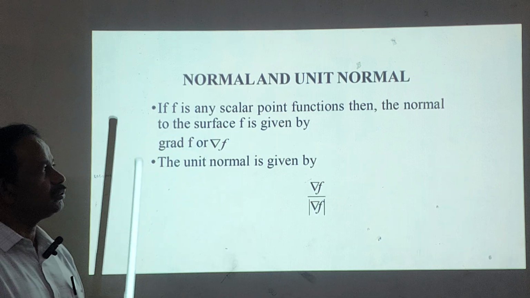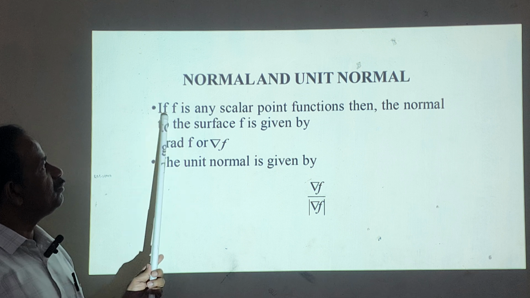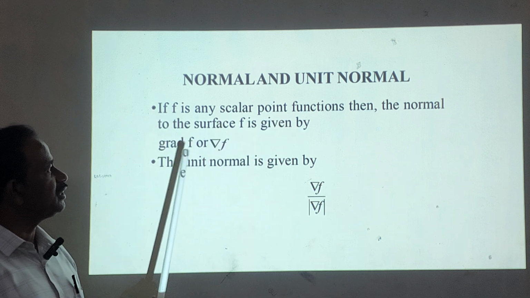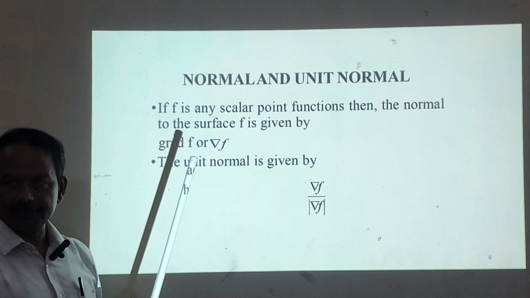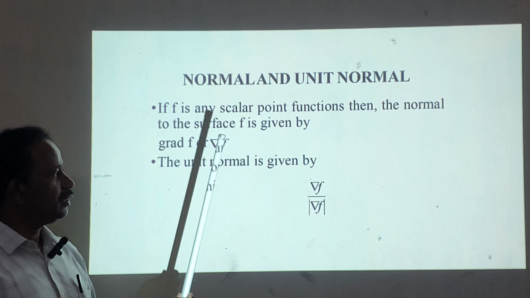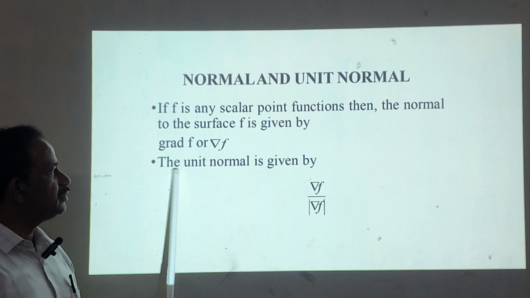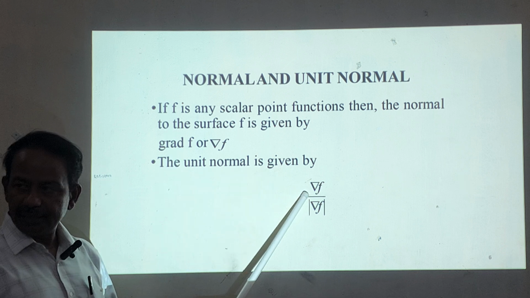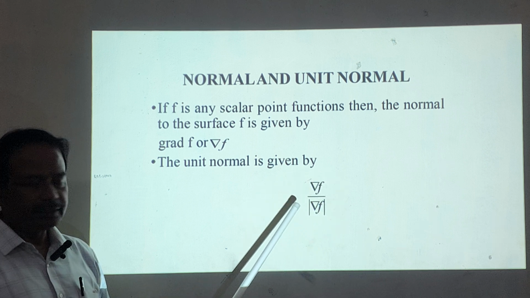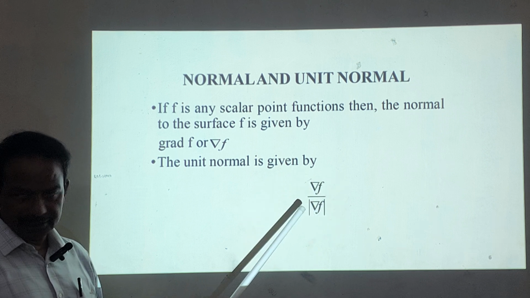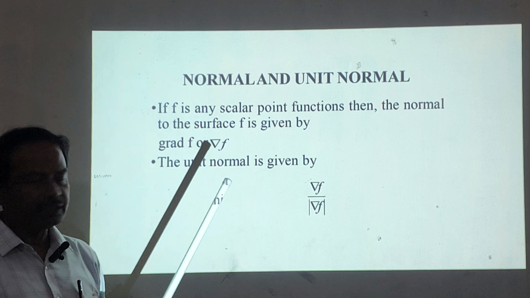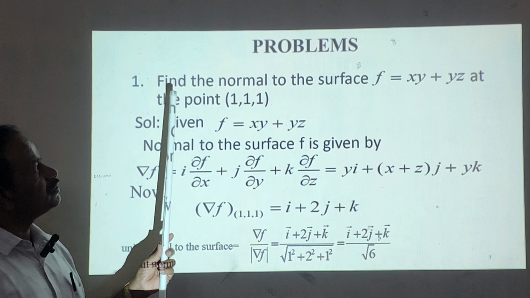Normal and unit normal. So this is your unit normal. If f is any scalar point function, then the normal to the surface f is given by grad f or del f, which will give us the normal vector. The unit normal is given as del f divided by mod del f. So we are going to discuss some problems using this to find the unit normal. Del f divided by mod del f. So we will solve one problem.